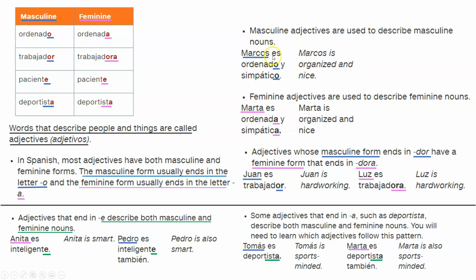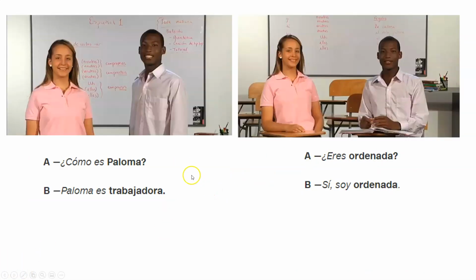We said that if it's a guy, it usually ends with an o, feminine ends with an a. And adjectives like trabajador become trabajadora. And if it's ista, Thomas es deportista, Marta es deportista, it is the same for both. So let's listen to a couple of conversations to see what it would sound like.